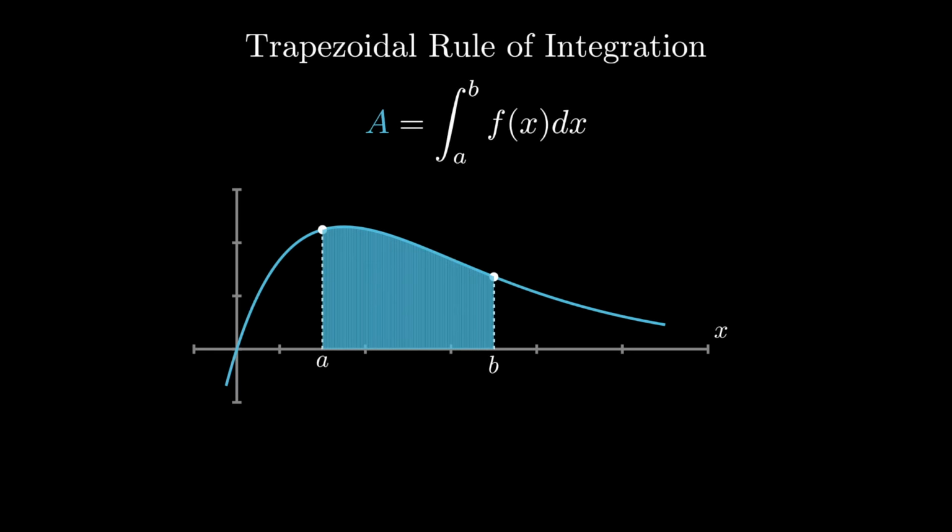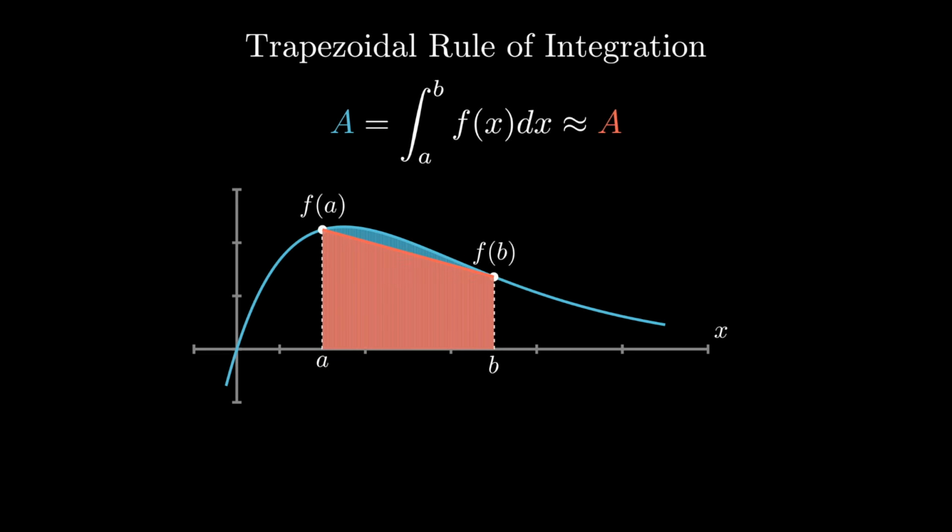We know A and B, the lower and upper limits of the integration. Since we also know f of x, we can find the function values at A and B, that is f of A and f of B. If we draw a straight line from the point A, f of A to B, f of B, the area under this line is approximately equal to the blue area that we need.